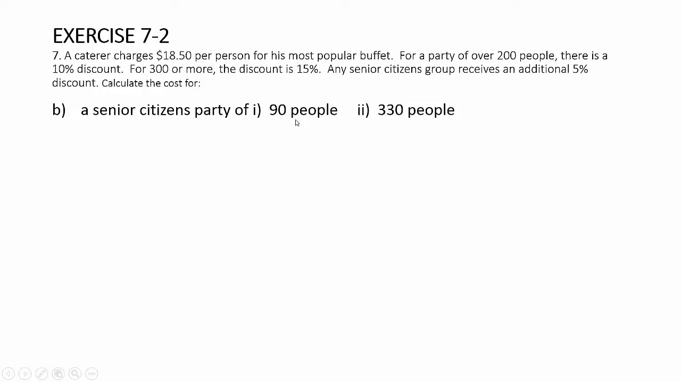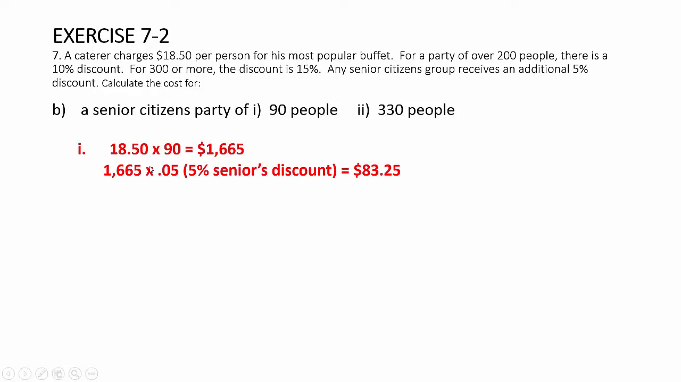So let's look at a seniors party with 90 people. So $18.50 times 90 would be a regular cost of $1,665. But because it's a seniors, they get a 5% discount. And 5% of $1,665 is $83.25.